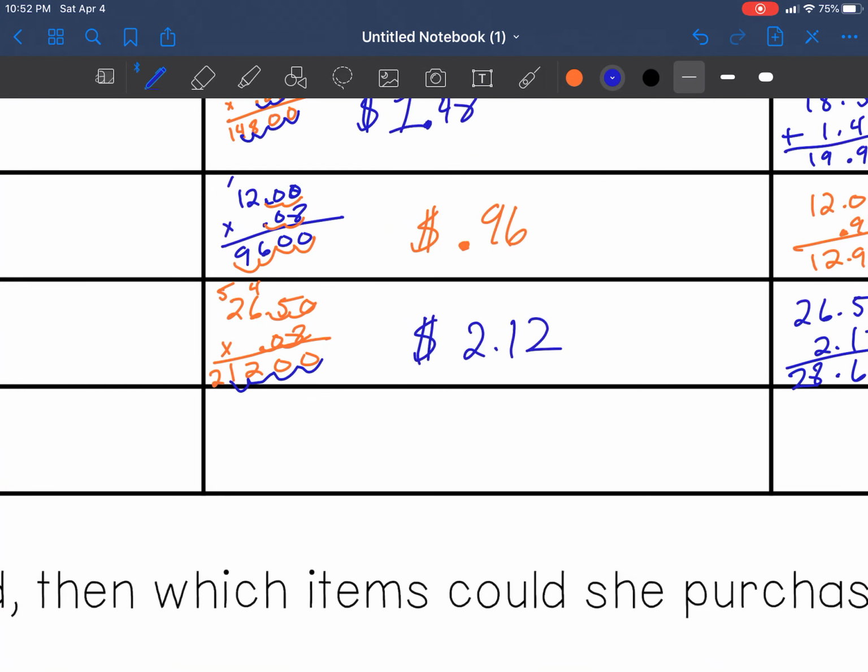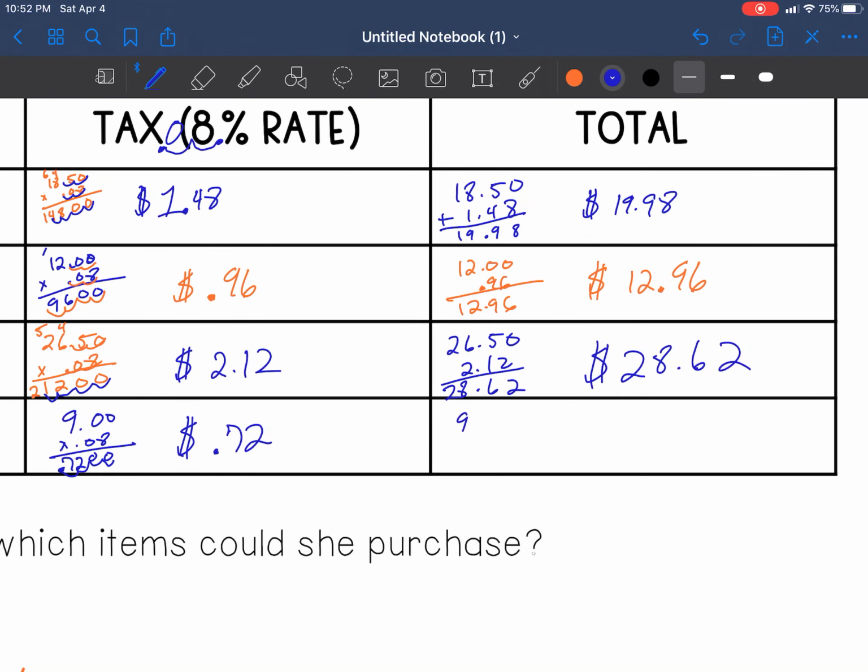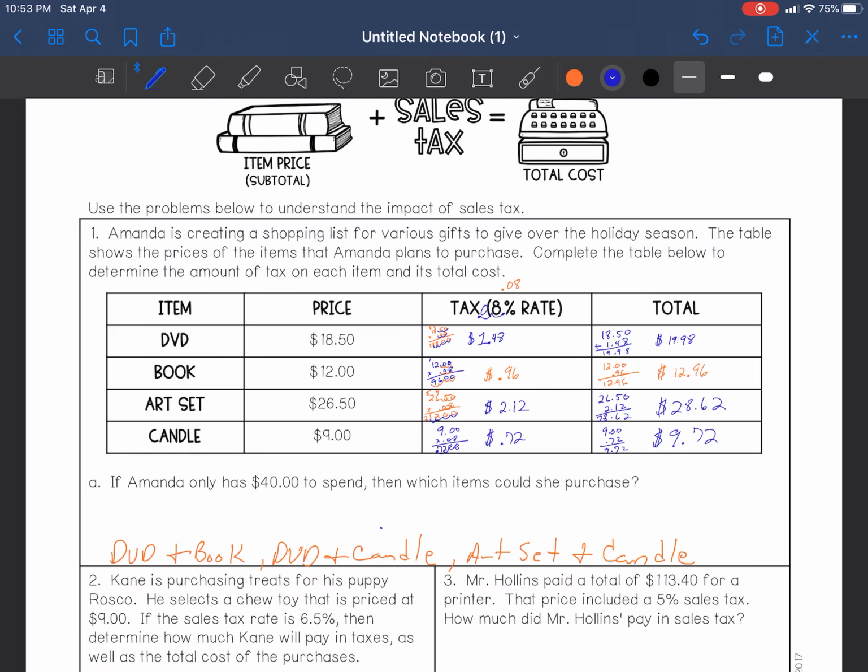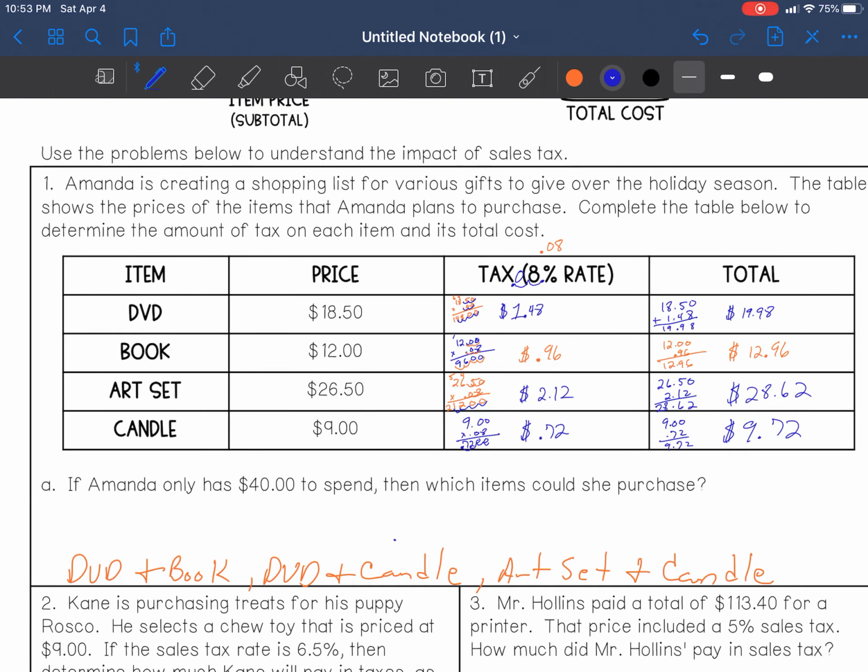And the last one, our candle, which was $9 times 0.08, 0, 8 times 9 is 72. 1, 2, 3, 4. Our tax is 72 cents. We add $9 to 72 cents. Our total will be $9.72.